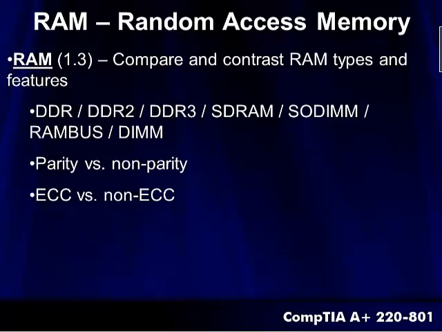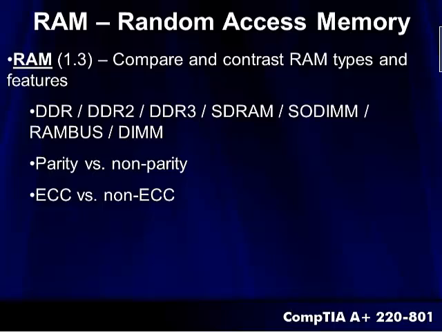In this section of our module, we're going to talk about RAM, Random Access Memory, System Memory, Main Memory. So RAM, which is Objective 1.3, we need to be able to compare and contrast the RAM types and the features. The RAM types include DDR, DDR2, DDR3, SDRAM, SODIMM, Rambus, and DIMM.